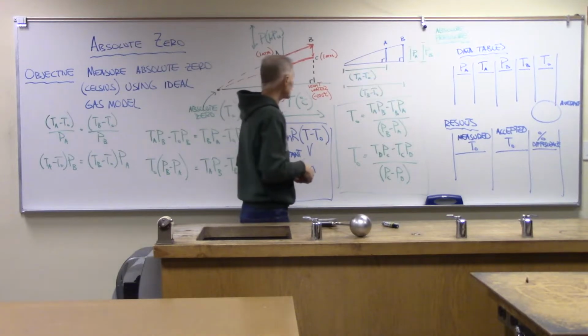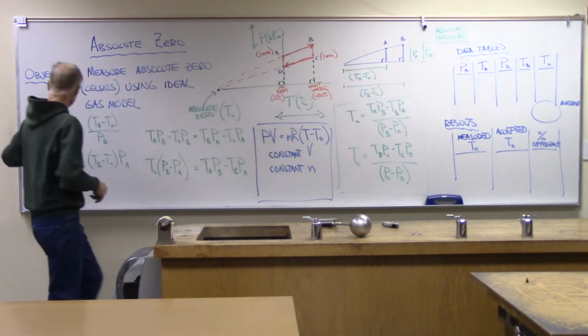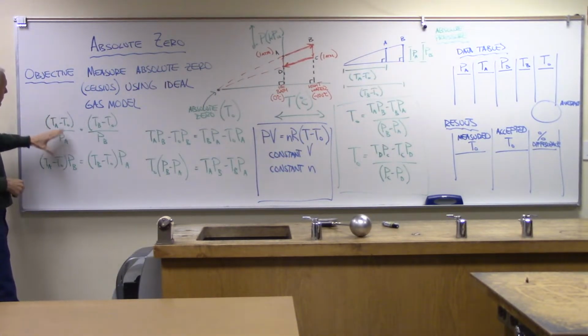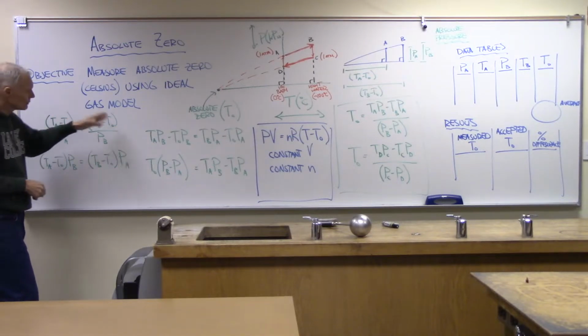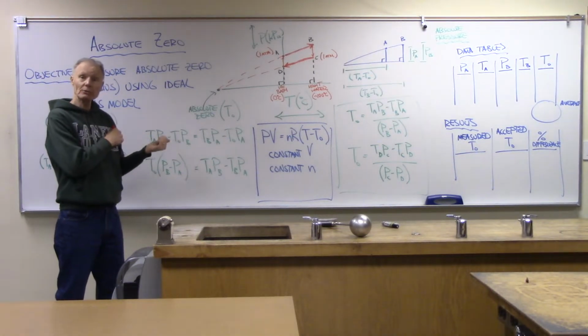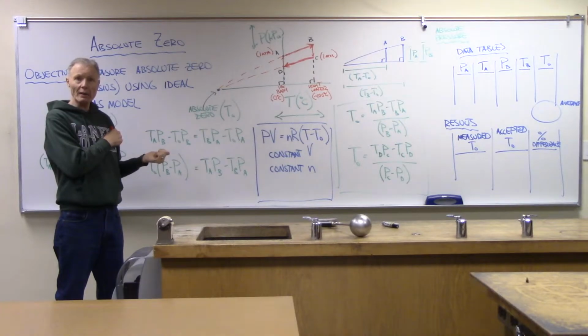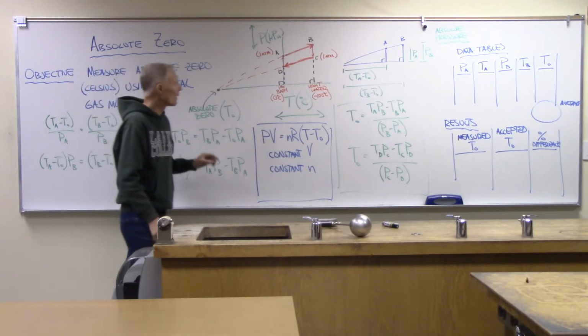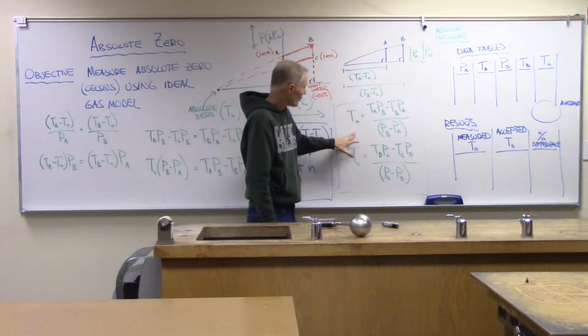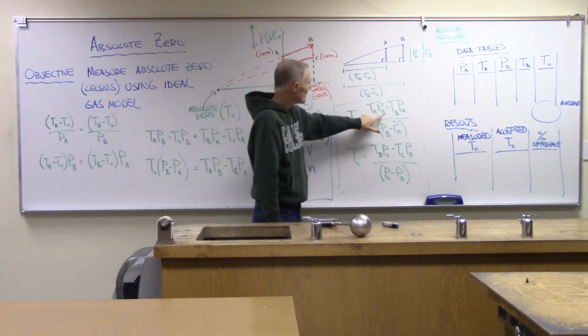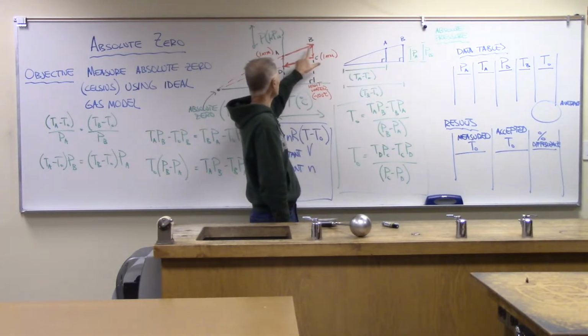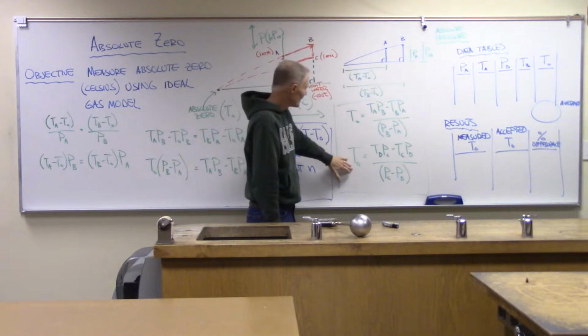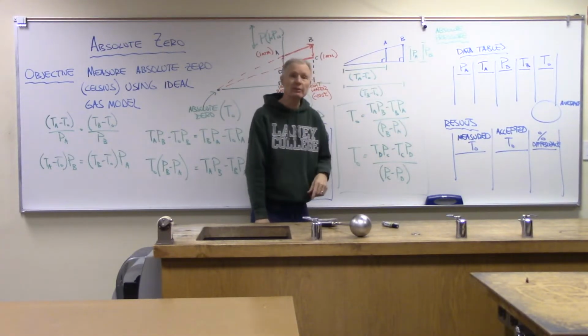In any case, the derivation is here. So here I did the ratio of temperatures to pressures, and I did a bunch of lines of algebra. You should be able to find your way through that. So that's something you should be able to follow through. And the results I got were these two formulas. This is the data from points A and B, and this is the data for points C and D.